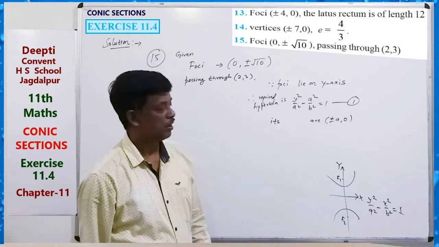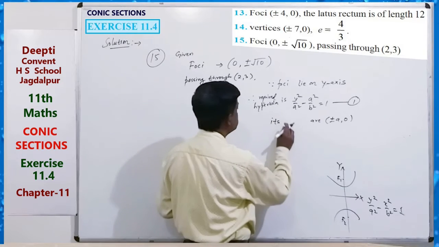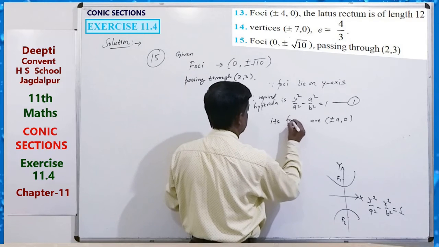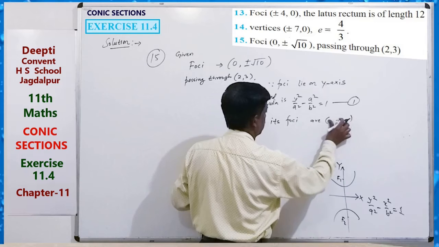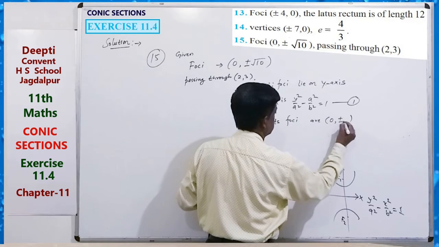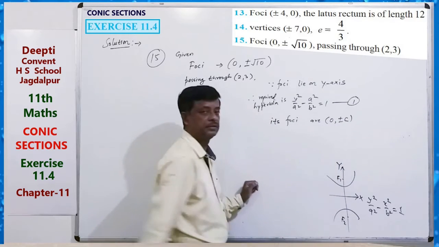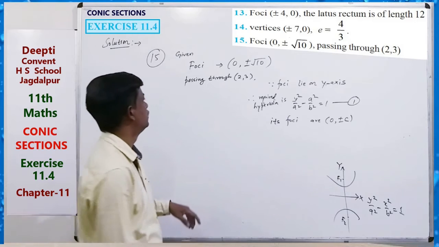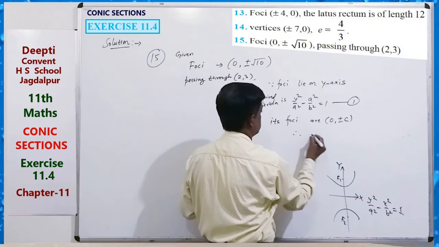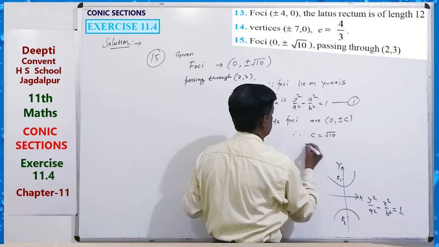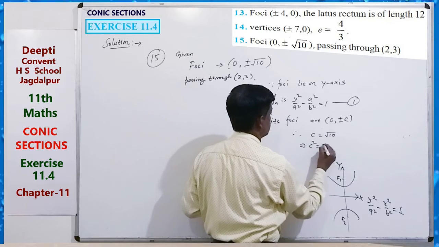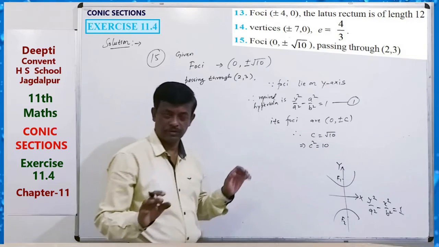This. And its foci are 0, plus minus c. Therefore, c equals root 10, which implies c square equals 10. Okay?